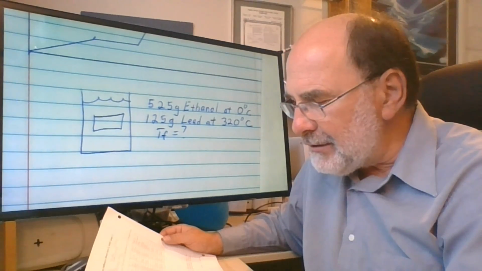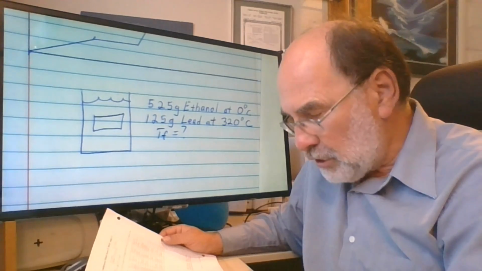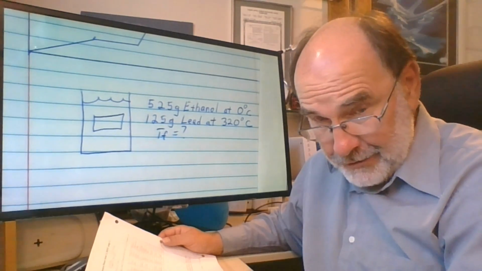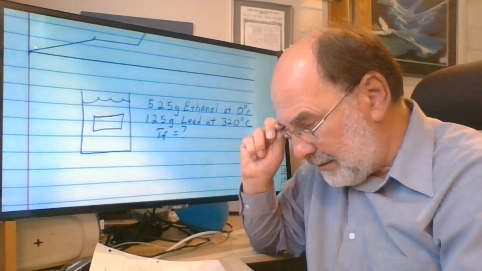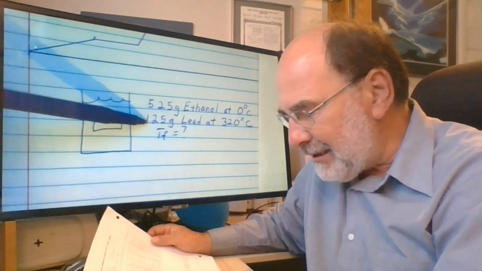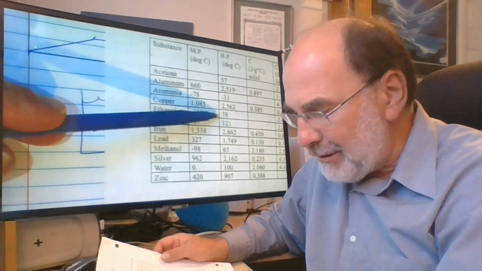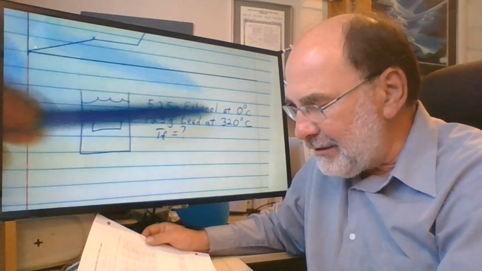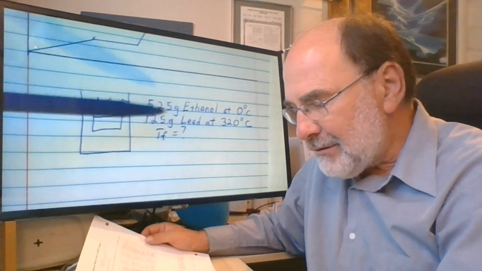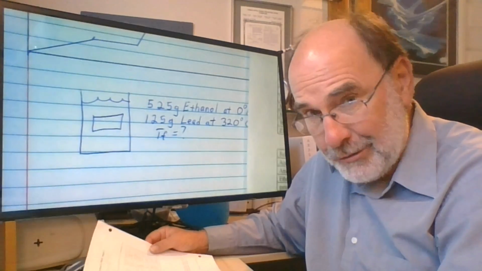And as we look at this, I would worry that it's going to be complicated. And my strategy is, well, there's a lot more ethanol than there is lead, but ethanol has a very low boiling point, 78 degrees. This starts off way above it, so there's a probable or possible phase change that's going to take place here.